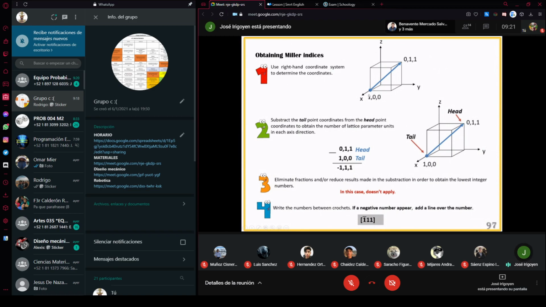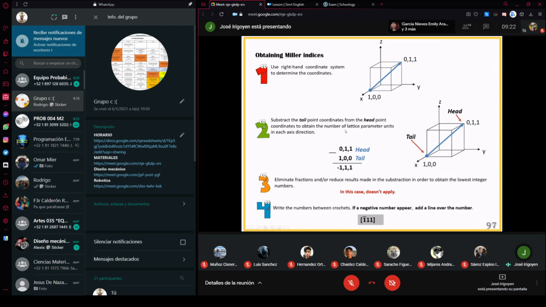In this case, you have this point, so you have 1, 0, 0, 1 because here is 1 in X, 1 cell unit to this side. You have 0 in Y because you're here, and you have 0 in Z because you are here. 2, 0, 1, 1. 0 because you are practically in 0 in X, but you are 1 in Y and 1 in Z.